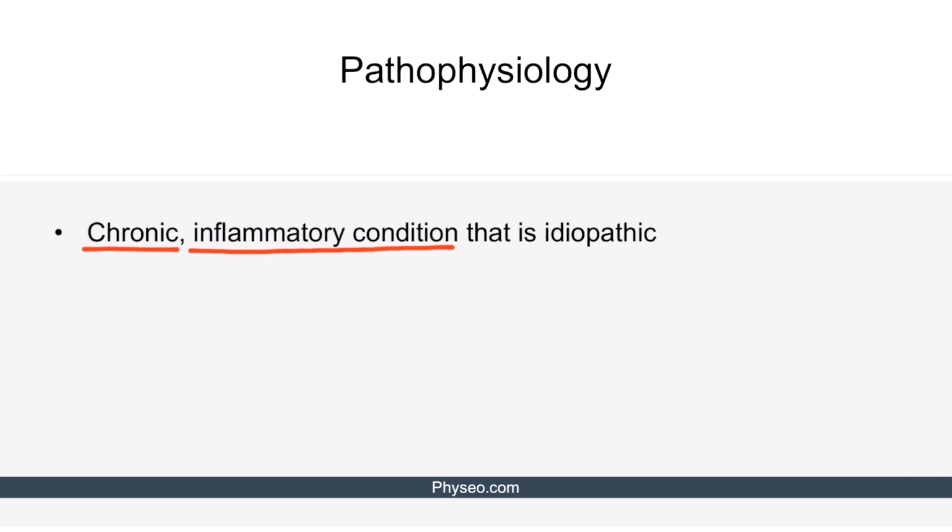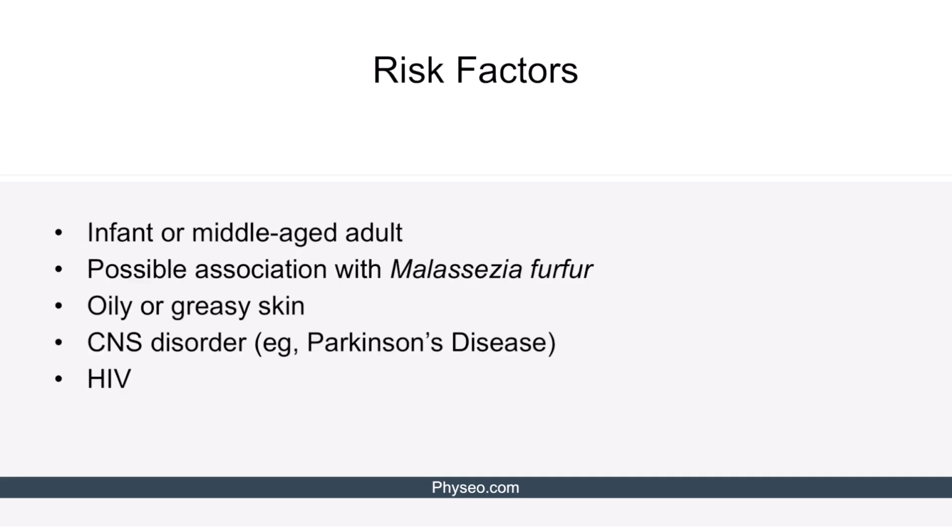Because we do not completely understand its cause, it's considered idiopathic. This dermatologic disease most commonly presents in infants, particularly in the first year of life, or in middle-aged adults. There may be an association with the fungal infection Malassezia furfur, which becomes important as we consider treatment. Individuals with oily or greasy skin are more prone to developing this. Another risk factor is the presence of a CNS disorder, like Parkinson's disease. Finally, HIV is something to consider as well in these patients.